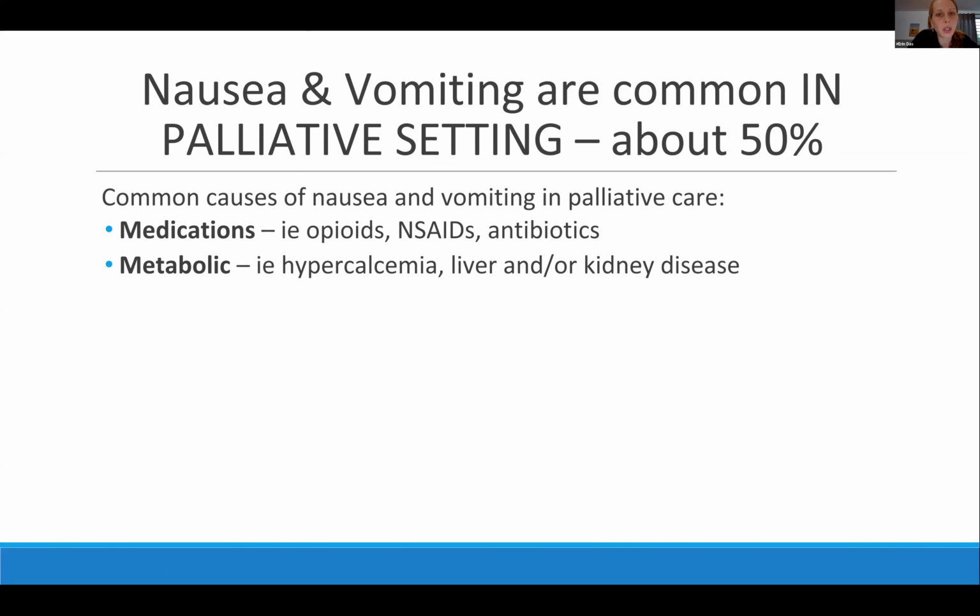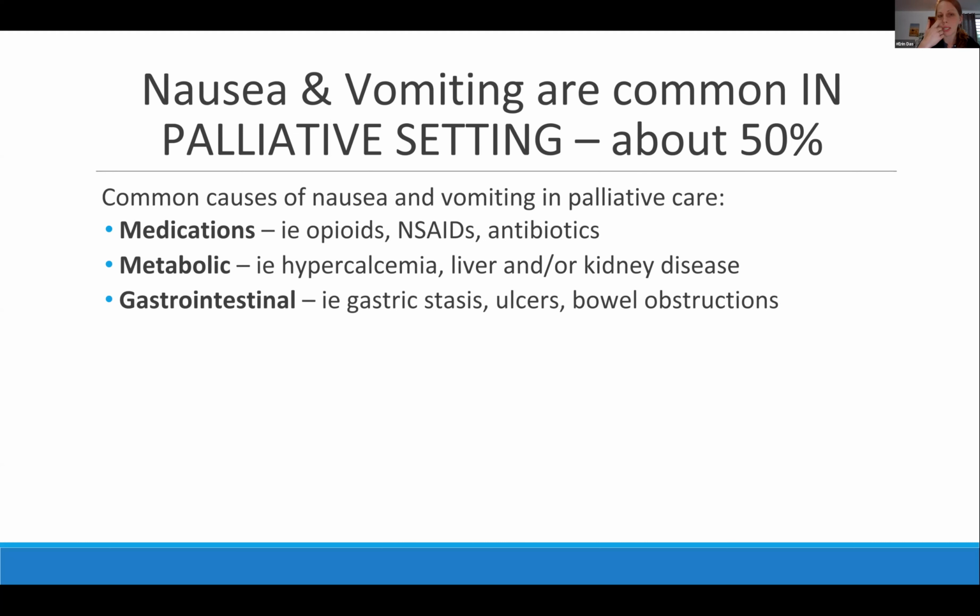Other reasons for nausea and vomiting include metabolic causes. This could be issues with hypercalcemia, or if your patient has liver or kidney disease, you may notice that they also present with symptoms of nausea and vomiting. Some of our patients may present with gastrointestinal issues, including gastric stasis. Some may have ulcers or even bowel obstruction. And these are quite common causes of the nausea and vomiting that our patients report.